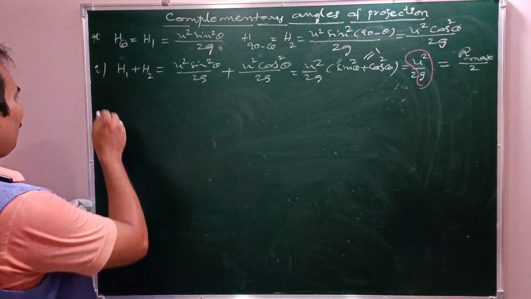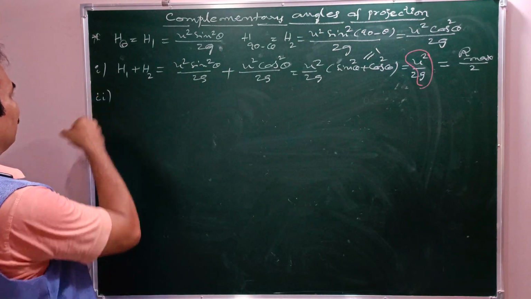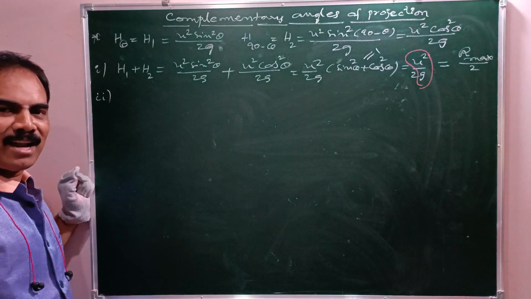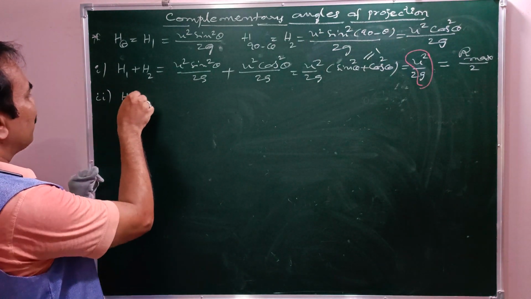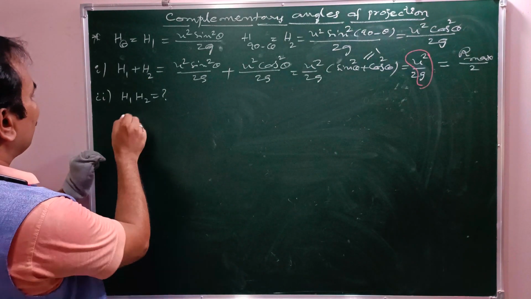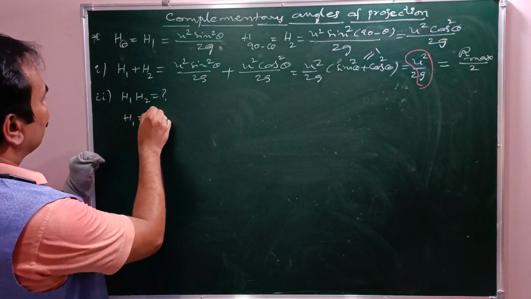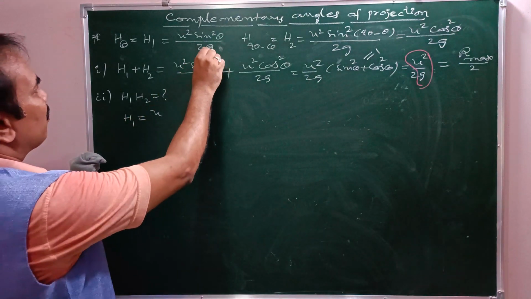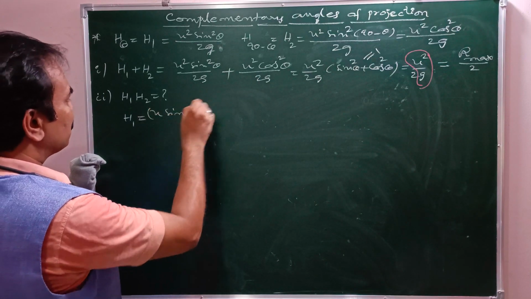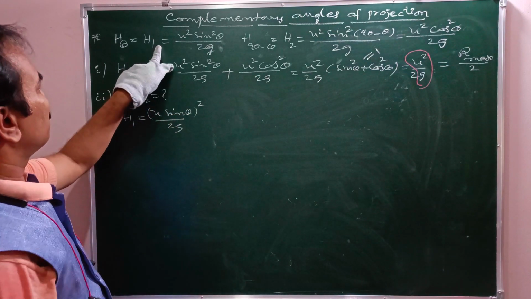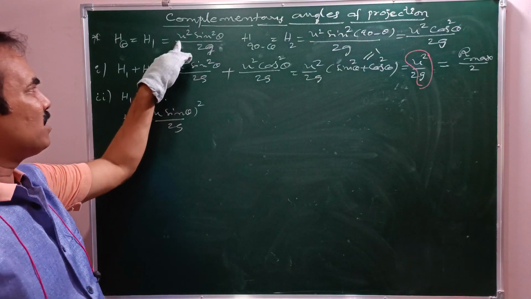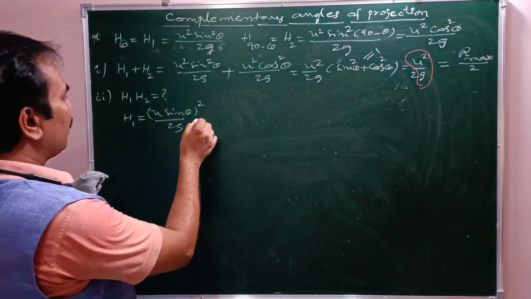Next one, result number 2. This time, what about the product of maximum heights in case of complementary angles of projection? It is H1 H2. How to find it? Here H1 means u square sin square theta by 2g. Now the same can be written as (u sin theta) whole square by 2g. Can I write that? Yes. H1 means u square sin square theta by 2g, and u square sin square theta means (u sin theta) whole square by 2g.